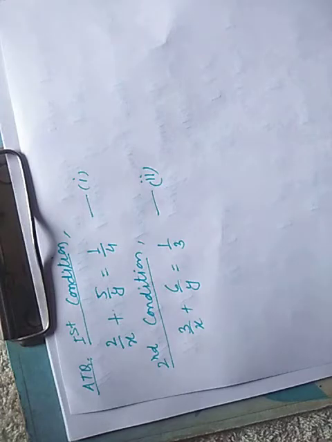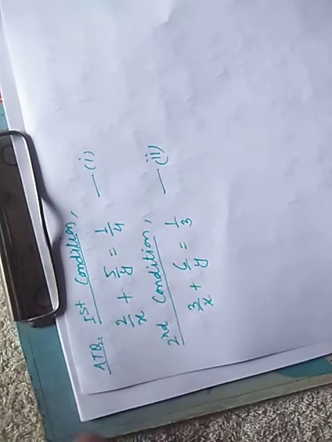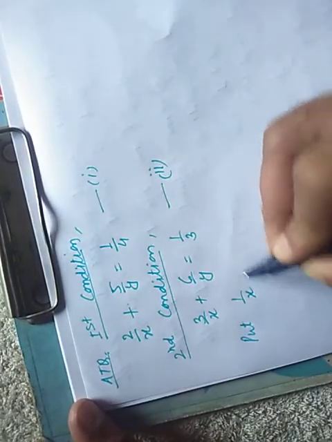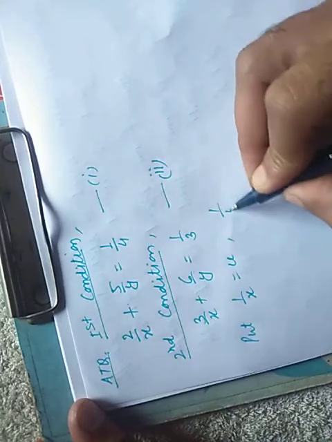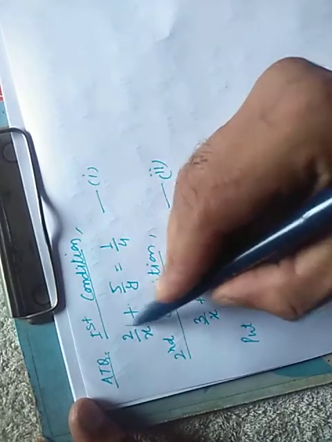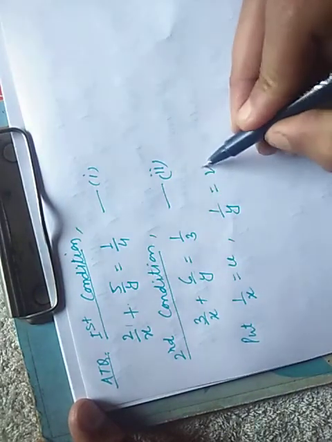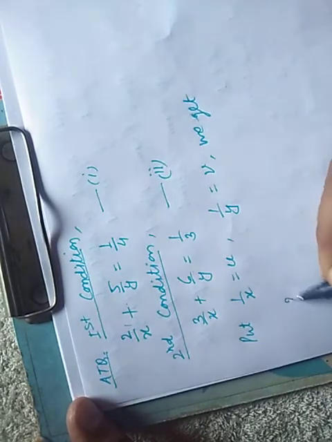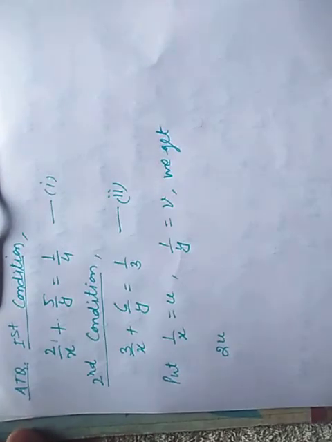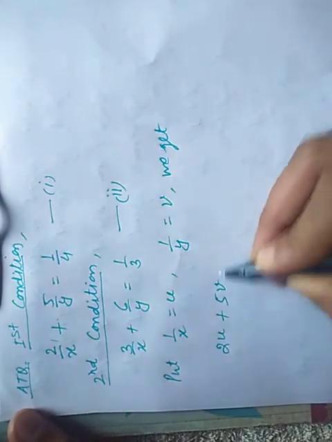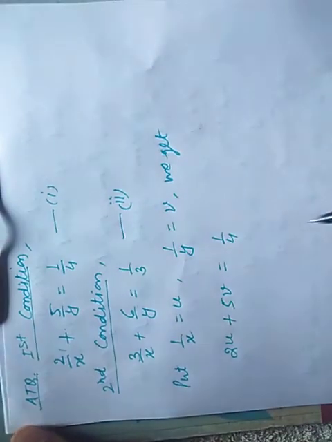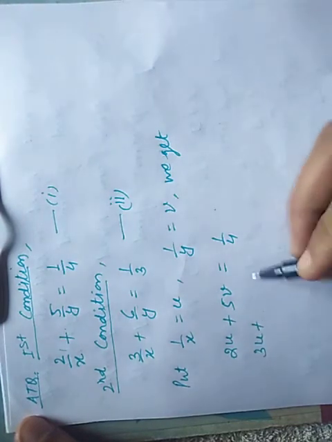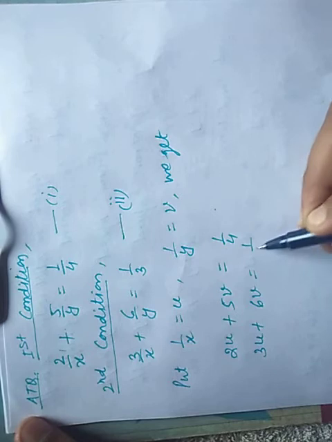So dear students, we have to solve these two equations, as we can take the variable 1 upon x is equal to u and 1 upon y is equal to v. We get 2u plus 5v is equal to 1 upon 4, and here it will be 3u plus 6v is equal to 1 upon 3.